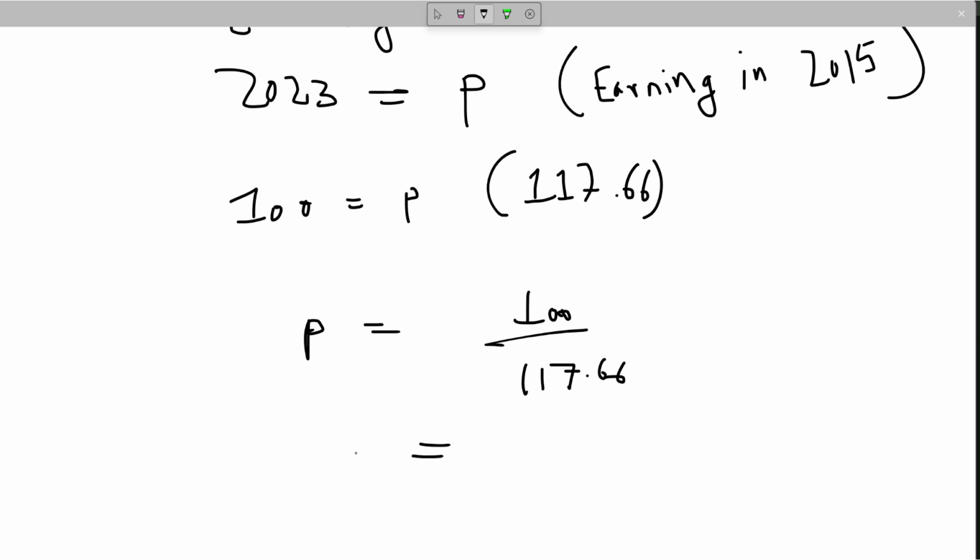Let me calculate this in my calculator. You may do that in yours as well. The value that I get is 0.8499. So 0.8499 is our value of p.